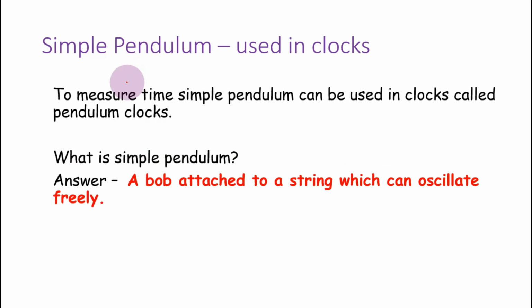Now what is simple pendulum? Simple pendulum is a bob attached to a string which can oscillate or vibrate freely. To measure time, simple pendulum can be used in clocks, and those clocks are called pendulum clocks.